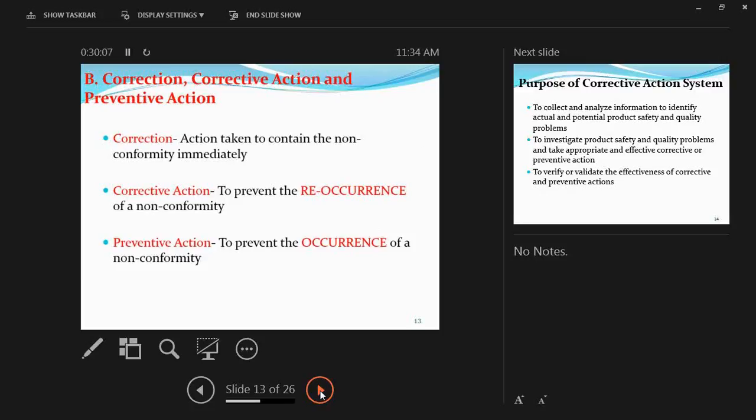And what's the difference between corrective action and preventive action? Preventive action is taken to prevent the occurrence of the identified nonconformity. See the difference? Corrective action is taken to prevent the reoccurrence, whereas preventive action is taken to prevent the occurrence. The first one is reactive, the second one is proactive.